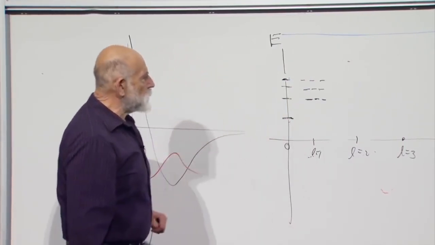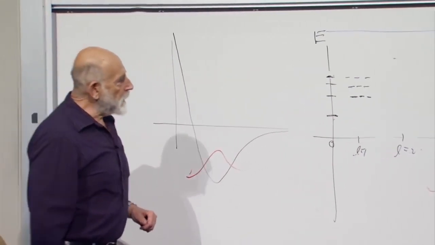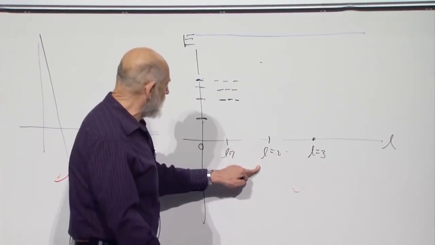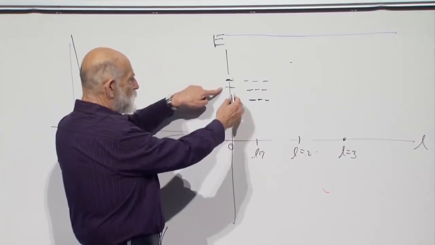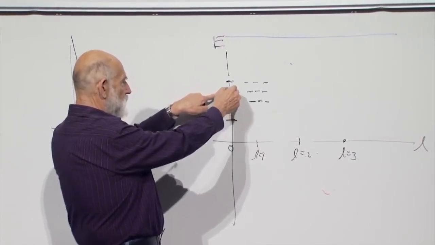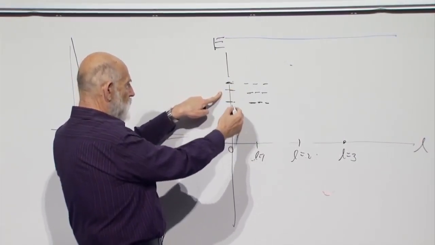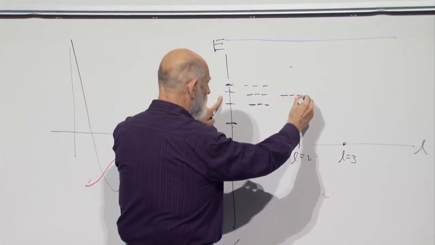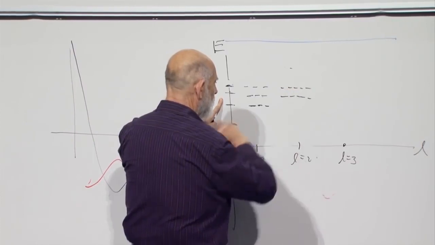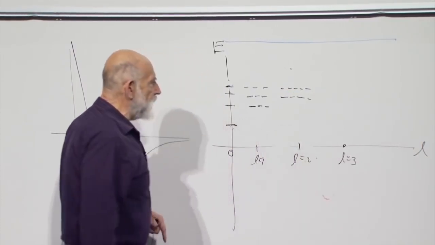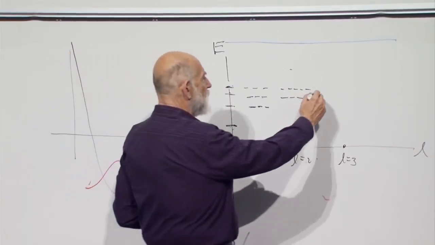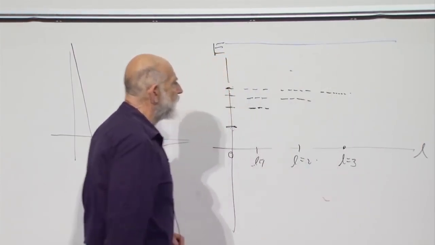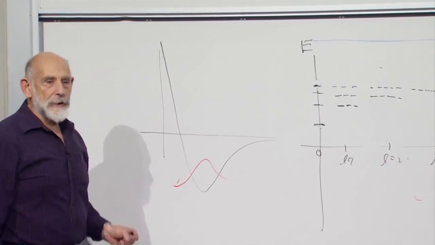Now you go to L equals 2. The L equals 2, 0 node state, in other words, the lowest L equals 2 state, has exactly the same energy as, which is this now? This is no node, 1 node, 2 nodes. It's up here, and there are 5 states. 1, 2, 3, 4, 5. What about the L equals 3? The L equals 3 begins up here, 7 states. 1, 2, 3, 4, 5, 6, 7, and so forth. That's the pattern, and it's an accident.